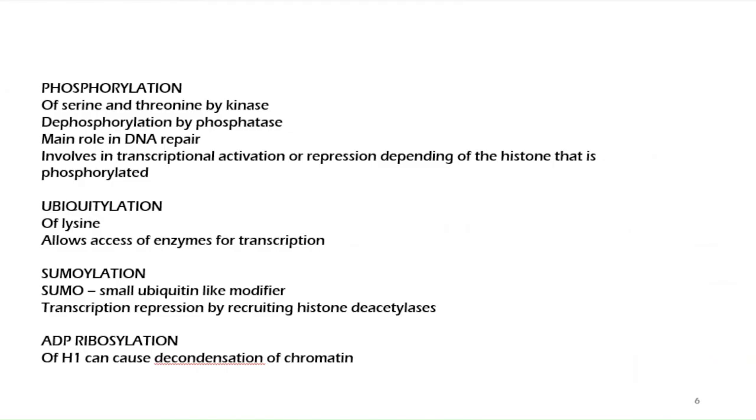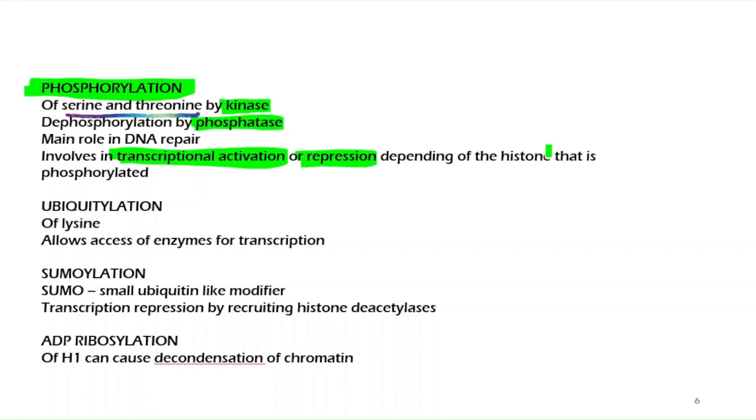The next histone modification is phosphorylation, of serine and threonine. What is the enzyme? It is kinase. And dephosphorylation, what is the enzyme? It is phosphatase. Again, this modification is reversible. The main role it has is in DNA repair, but also in gene transcription and the regulation of gene expression. Similar to methylation, it involves transcriptional activation or repression depending on which histone is phosphorylated. That is phosphorylation of serine or threonine residues.